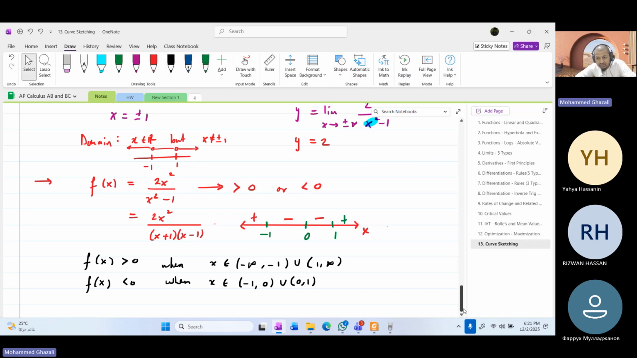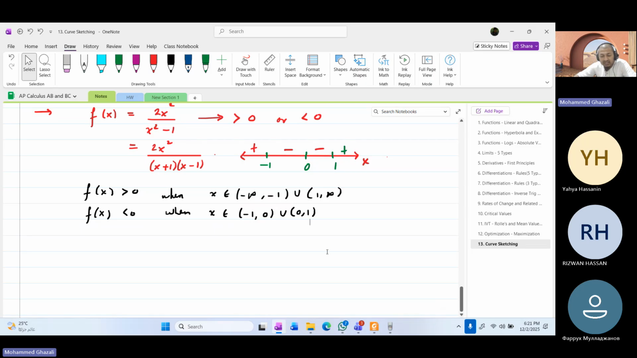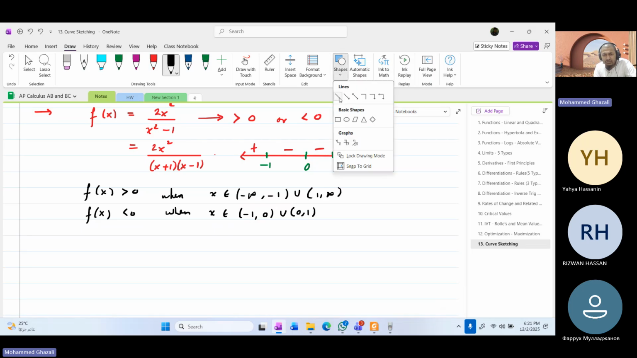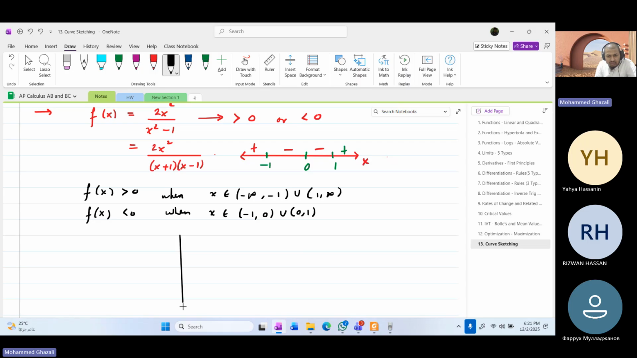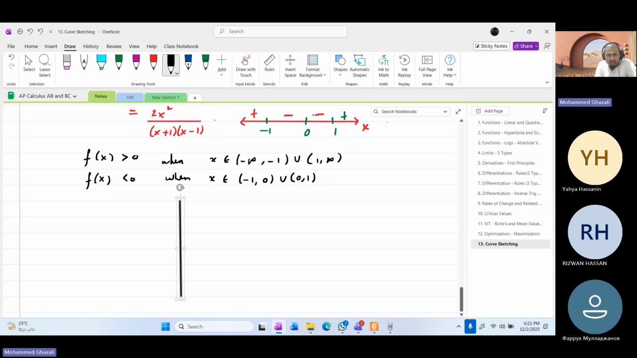Let's continue with this course, AP calculus. Right, let's see. Now, I think we can sketch the graph with only pre-calculus knowledge. So what we're going to do is draw the X and the Y axis, and then we're going to put vertical asymptotes here.